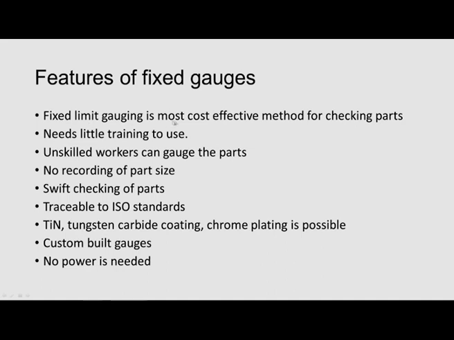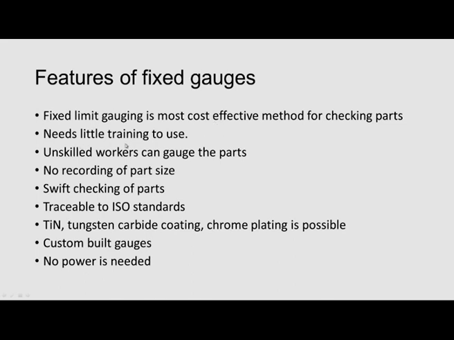Fixed limit gauging is the most cost effective method of checking parts, since the time taken to check the part is very less. So what the operator will do, he will take the workpiece, he will clean the workpiece surface, and he will take the gauge and clean the gauge surface, and he will try to insert the workpiece into the gauge. If it enters the go side, and if it does not enter the no go side, then the workpiece is accepted, like that. So no actual size is measured in the gauging system, so the inspection will be very fast.